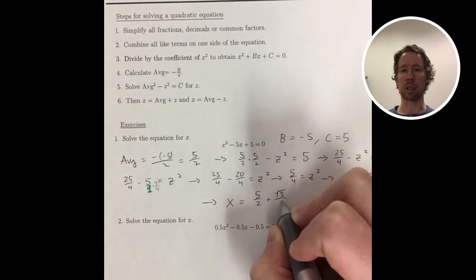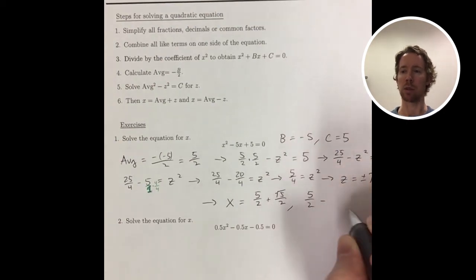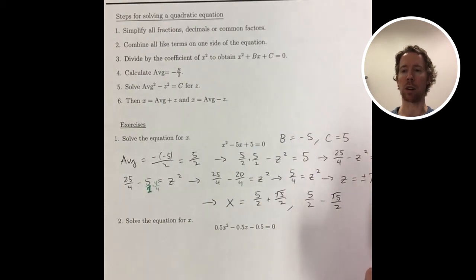And now x is just the average plus z and the average minus z. So we've got two solutions. They're both fractions and they both involve a square root.